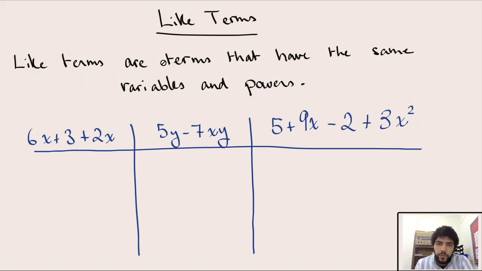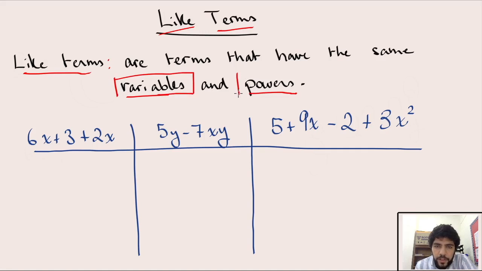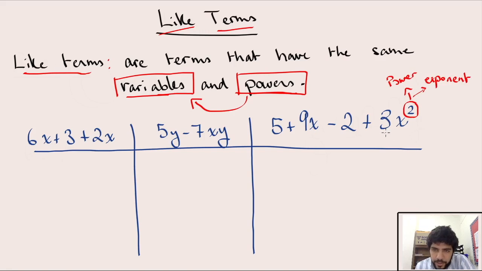What are like terms now? So we know what terms are, but what are like terms? If you just think of the word like, there are terms that are alike. How are they alike? Well, like terms are terms that have the same variables and powers. Variables and powers. So we need to look for 2 things. Variables and powers. The powers that are on the variables, that is, not just on the numbers. So this is the power, for example, if you don't know what I'm talking about. Sometimes it's called power, sometimes it's called exponent. We're not going to be talking about it much. I just wanted to make sure that you knew this.